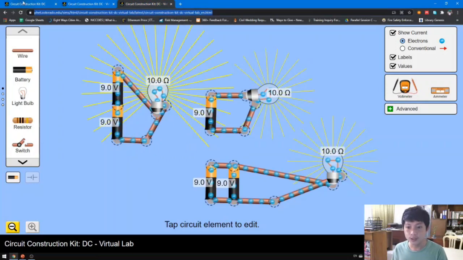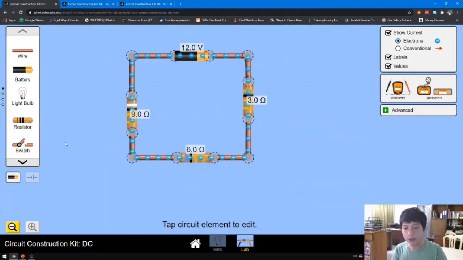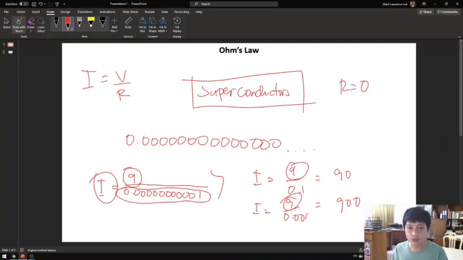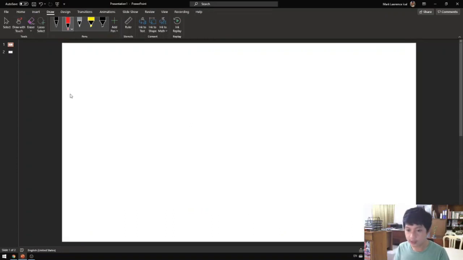Now, going back to the circuit here, we see that the flow of electrons is like this. You know, it's slow. It's really, really slow. Now, when we talk about resistance in series, we basically add them. So, when the resistors are in series, we basically add them.